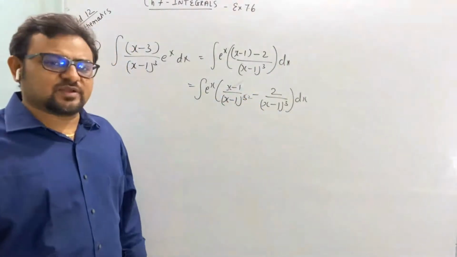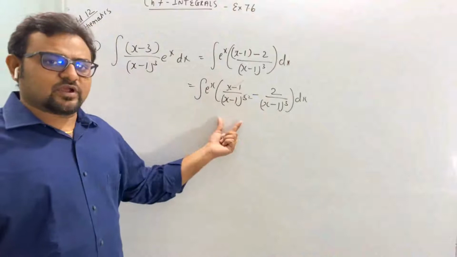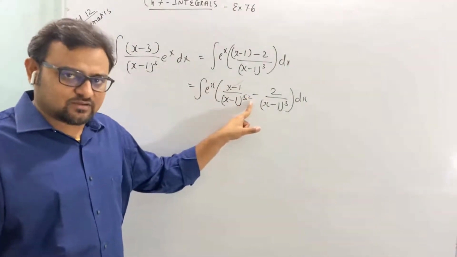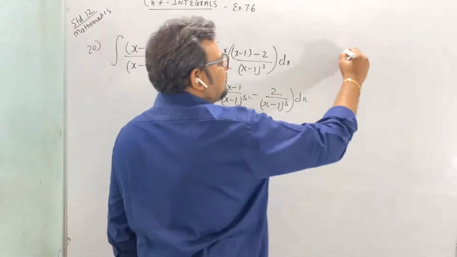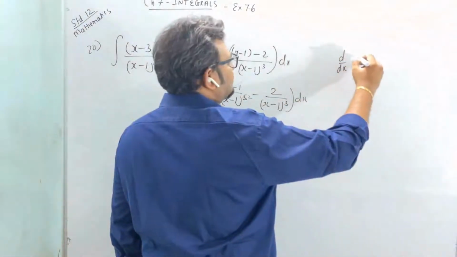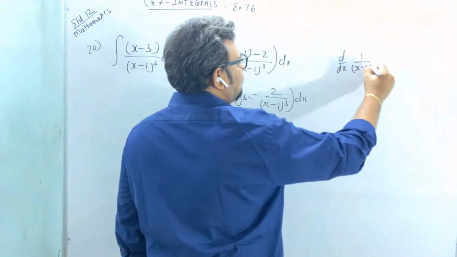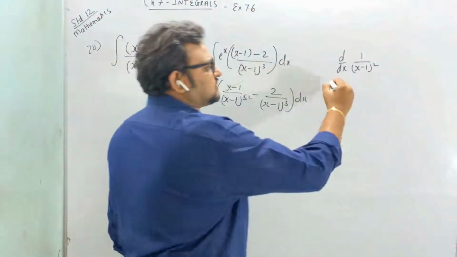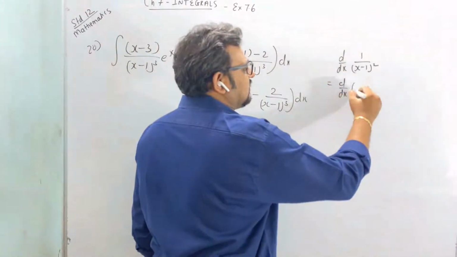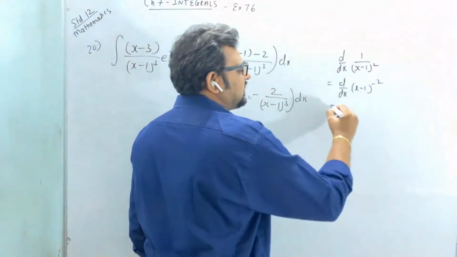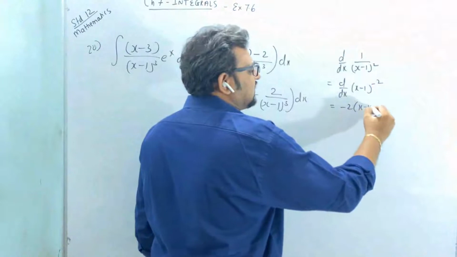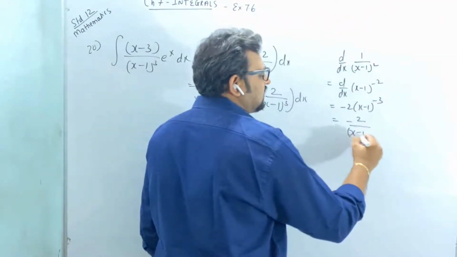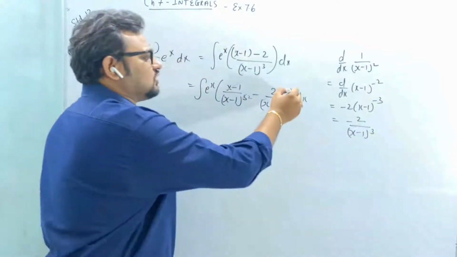Okay. So obviously remember whenever this is there, try to take f(x) whose power is less when it is in denominator. So I will try to take the derivative, d by dx of 1 upon x minus 1 square. This will be x minus 1 raised to minus 2. So minus 2 x minus 1 raised to minus 2 minus 1, minus 3, minus 2 upon x minus 1 cube. So I got this.